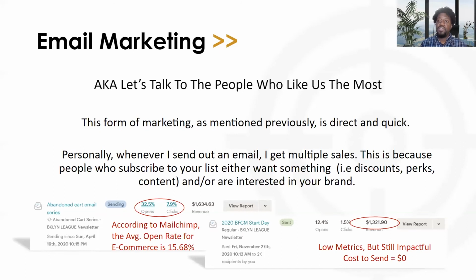And so I would definitely push you guys to make sure that you have your email set up with platforms. Some of them are MailChimp or Klaviyo, and just set that up, and set up your abandoned cart series and some automation so it'd be easy for you to manage.